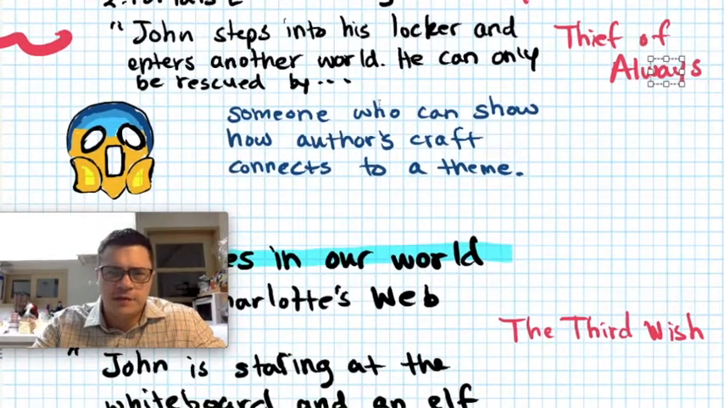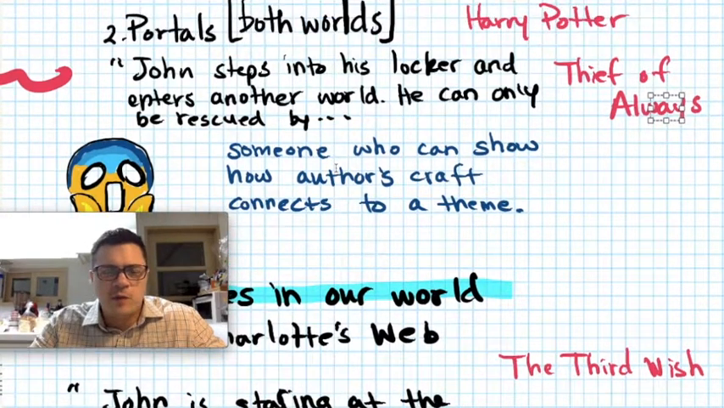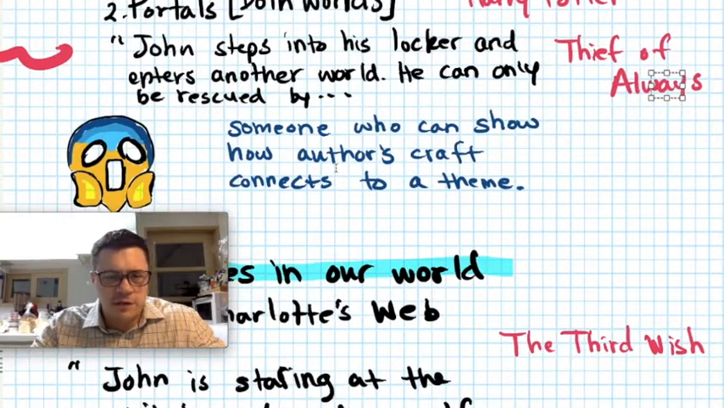My example here is John steps into his locker and enters another world. He can only be rescued by someone who can show how author's craft connects a theme. Right? Not the greatest story, I'm sure, but what's clear is that there are 2 worlds, and John moves from the real world to the fantasy world through his locker.